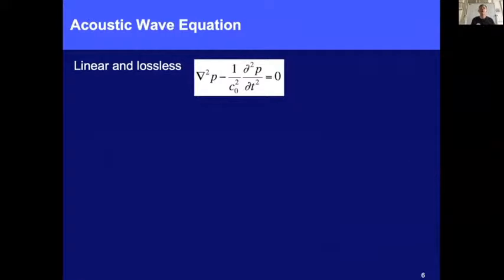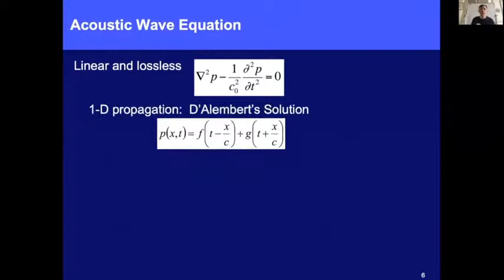This is in 3D. It turns out for one-dimensional problems, so for example, if we say the pressure varies only with the x variable in space, and doesn't have any y or z dependence, then we get an exact solution. It's referred to as D'Alembert's solution. So for one-dimensional propagation, the pressure as a function of x and t has this form: f with an argument t minus x over c, and then g with an argument t plus x over c. And this is a general solution that solves the one-dimensional wave equation.